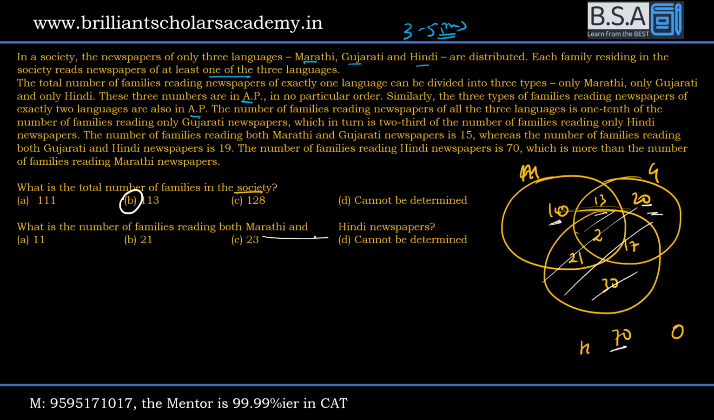What is the number of families reading newspapers of both Marathi and Hindi? मराठी लैंग्वेज इधर, हिंदी लैंग्वेज इधर, इधर से चेक करेंगे मराठी एंड हिंदी कितना आ रहा है अपने पास 23। ओनली नहीं कहा है, there is no only. ओनली कहा होता तो I will say 21। 21 भी ऑप्शन में, डोंट मार्क 21, जल्दबाजी मत करो। मराठी एंड हिंदी is 23.